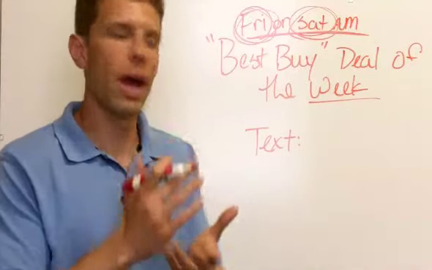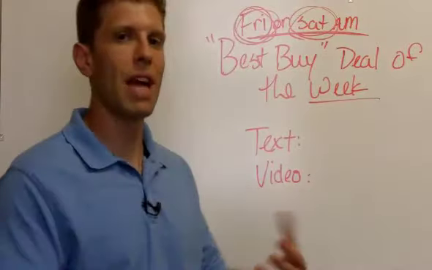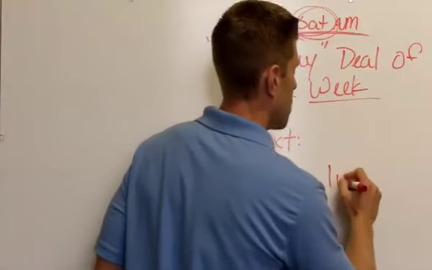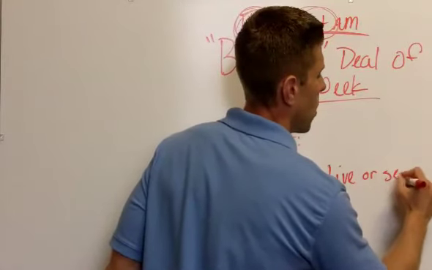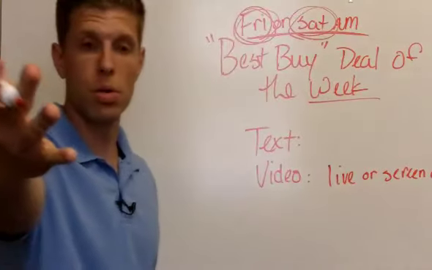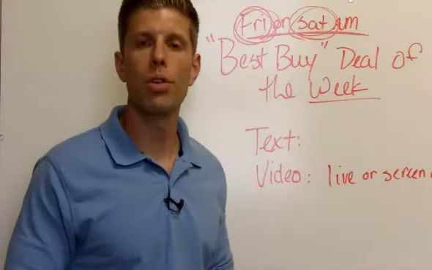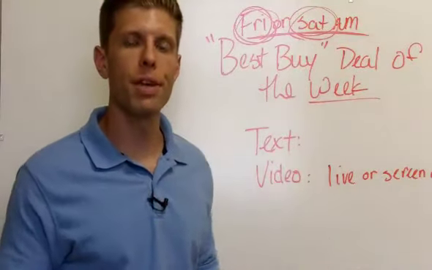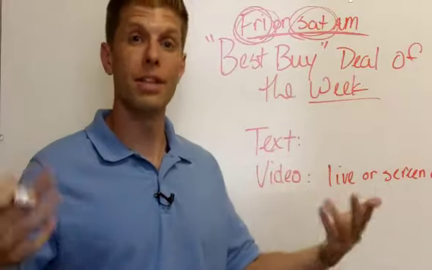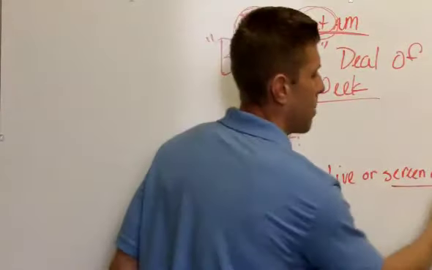And the other way you could do it is with a video. Now, if you use video, you still have to have text in your email. But there's two ways you could do the video. You could do live or screen capture. Okay? If you do live, it's as simple as this. Use a video camera like I'm using right here. It's a Kodak ZI-8. Or if you've got a camera on your phone, you do a walking tour of the property that you're featuring, and you tell your database, your audience, why this is your Best Buy deal of the week. If you don't want to do that, that's over your head, do a screen capture.